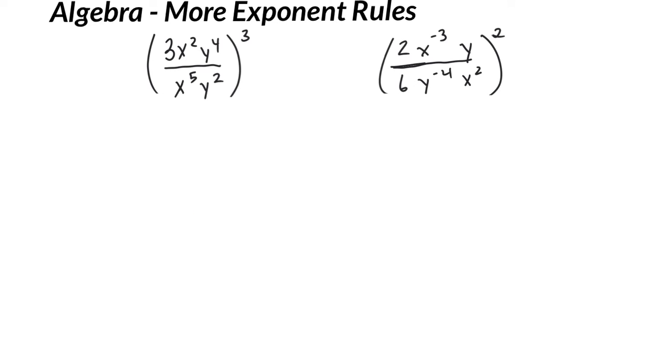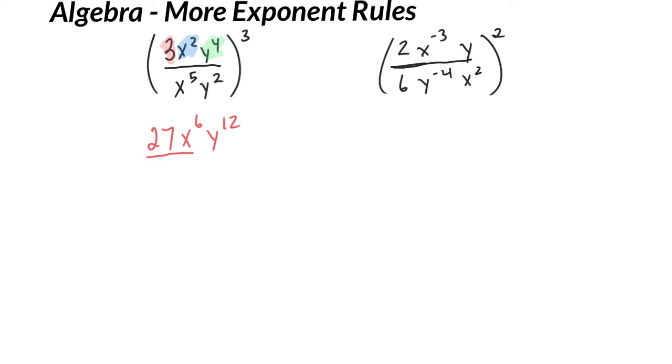Okay, the first thing I would take care of in a situation like this is actually those powers. I always want to get rid of these powers first. So remember, when we have a number like 3, we just do 3 to the third power. So 3 times 3 times 3 is 27. Okay. Next, x squared cubed. So x, 2 times 3, we've got x to the 6th. And y to the 4th cubed becomes y to the 12th.